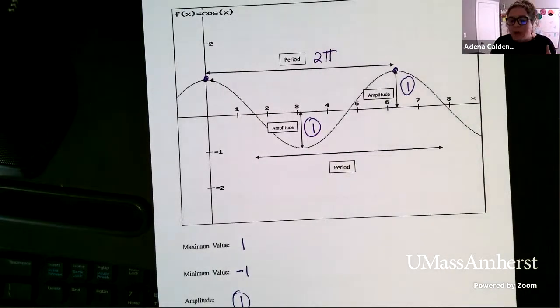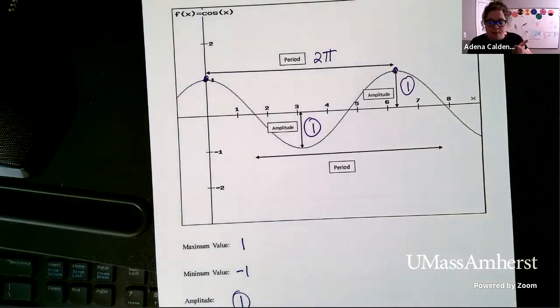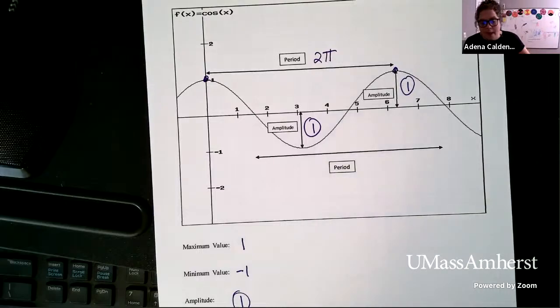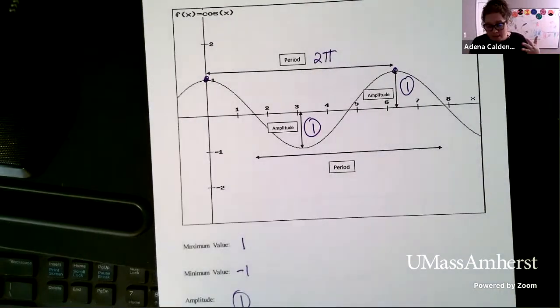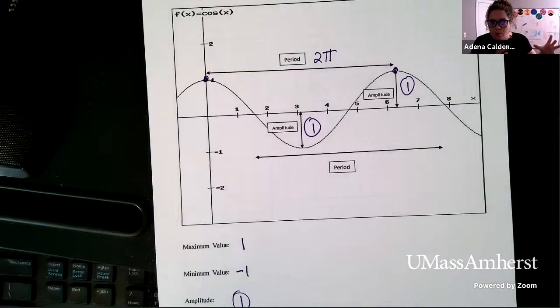So both sine and cosine have the same amplitude and period, okay? Which again makes sense because they are exactly the same function, just moved over, which doesn't impact how long it takes to repeat or how far we vary.